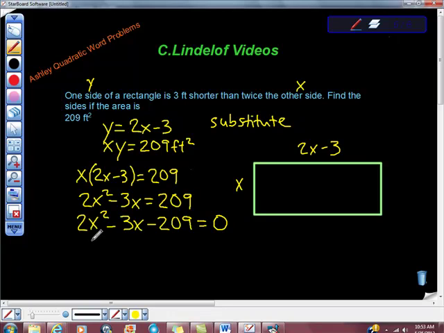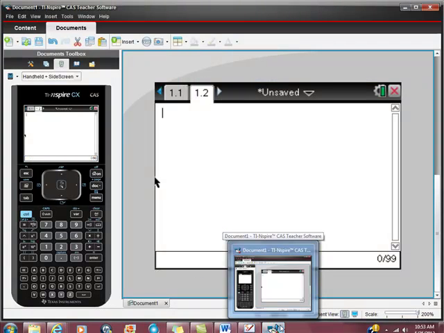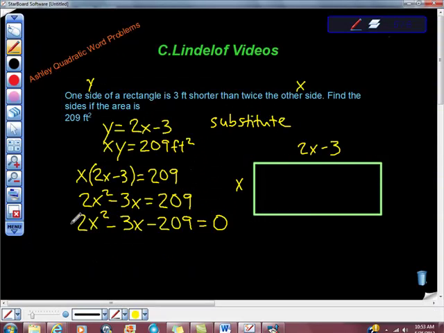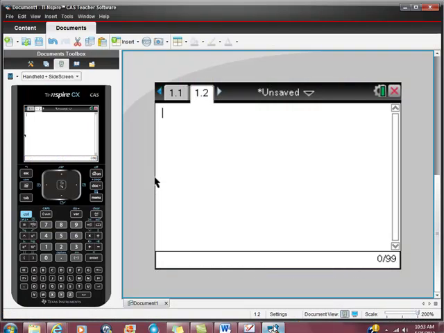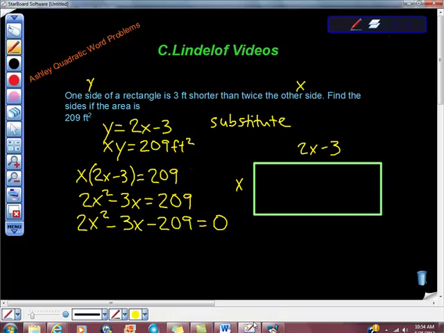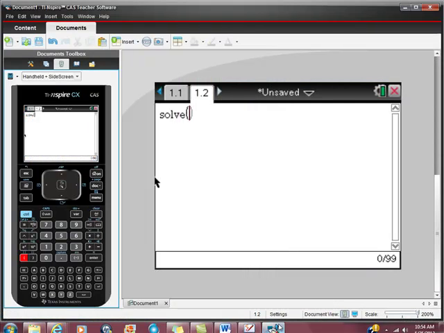From here, it could be a lot of work, so I would just go to your TI-Nspire CAS CX. Since the equation is entirely in terms of x, you can solve for x. Just type straight into your calculator, solve, and then look back to your equation, 2x squared minus 3x minus 209 equals 0. You're going to set that whole thing into your calculator.